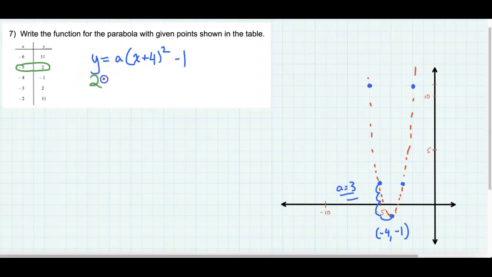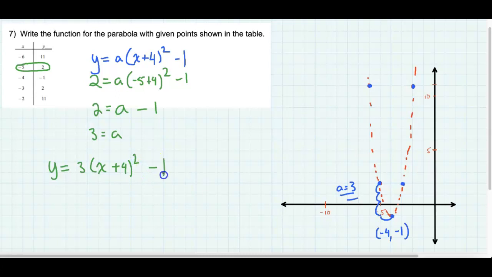I'd use that one. 2 is equal to A times, and I substitute -5 plus 4 squared minus 1. Okay, so 2 is equal to, that's just going to be -1 squared, so it's just A, and then minus 1. So when I add 1 to both sides, 3 is equal to A. So our function is y, or f of x, I guess. y is equal to 3 times x plus 4 squared minus 1.